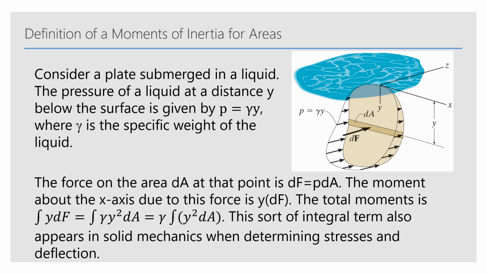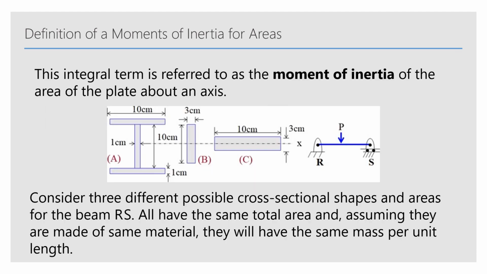Right? The total moment is shown by this equation that we have here, where we have the integral of y times the change in F in the following equations. This sort of integral term also appears in solid mechanics when determining stresses and deflection. This equation becomes more clear when you take a look at this image in the top right here. This integral term is referred to as the moment of inertia of the area of the plate about an axis.